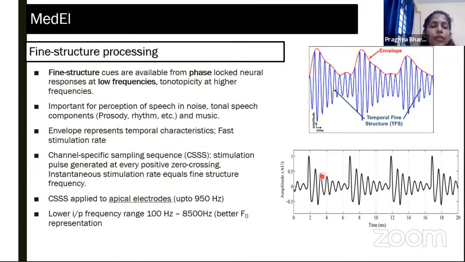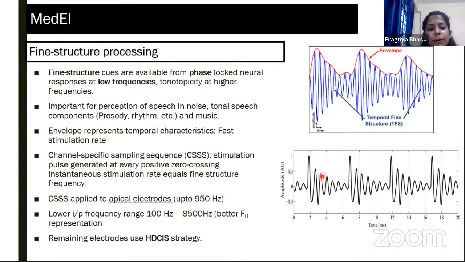They also use a lower limit of the frequency range that they depict. The lower limit in most of the cases starts from around 200 to 250 hertz to about 8,500 hertz. MED-EL depicts signals from about 100 hertz, as they believe that will lead to better fundamental frequency representation.